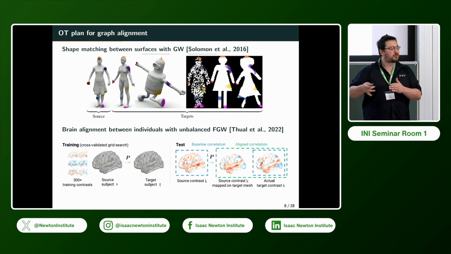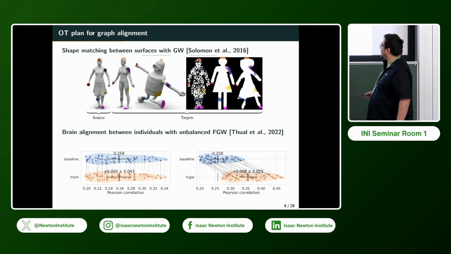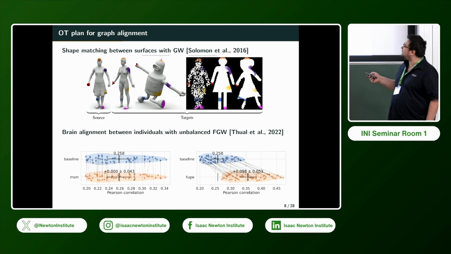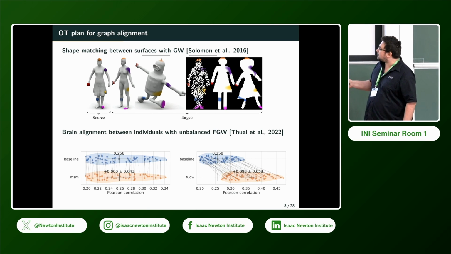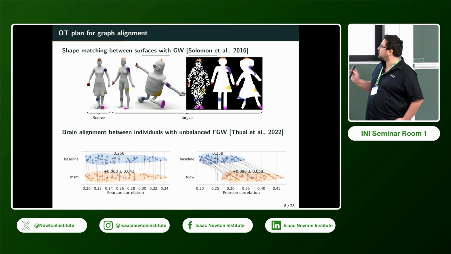If you manage to predict activation, you have a good alignment between the two. We were very happy to see that without alignment, the standard method gets a Pearson correlation of about 0.25, which is already quite good.